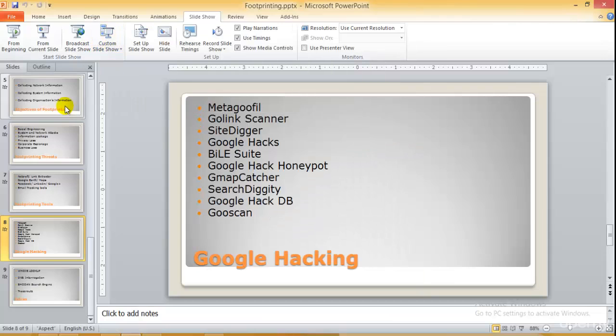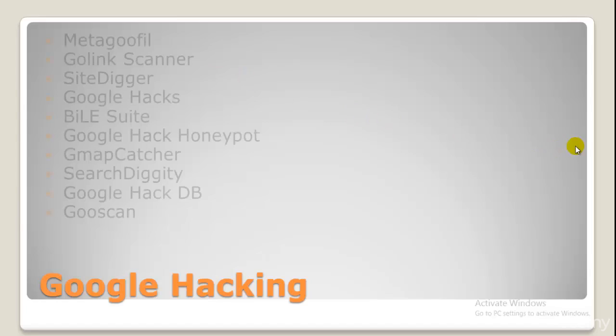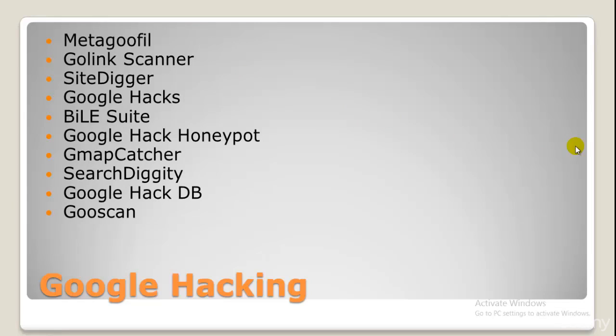Coming to our next part, the Golang scanner. The Golang scanner removes the cache from your searches and collects and displays only vulnerable site links. Thus it allows you to find vulnerabilities wide open to Google and Googlebot. We have SiteDigger, which searches Google's cache to look for vulnerabilities, errors, and configuration issues. Google Hacks, as I told you, is a compilation of carefully crafted Google searches that expose novel functionalities from Google search and map services. We have BiLE Suite, which stands for bidirectional link extractor, and it applies a simple statistical weighing algorithm to deduce the websites that have the strongest relationship with the target site.